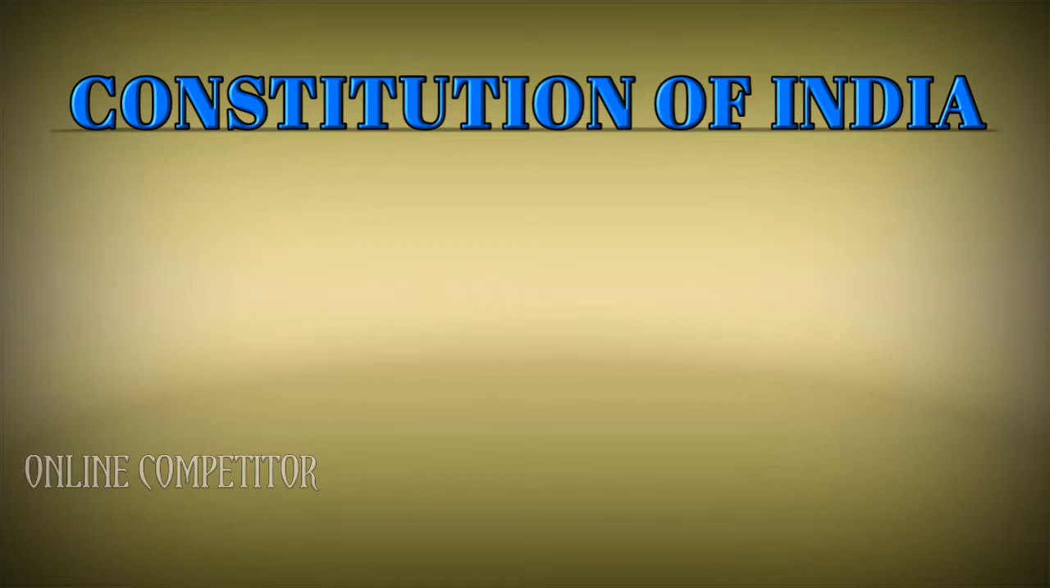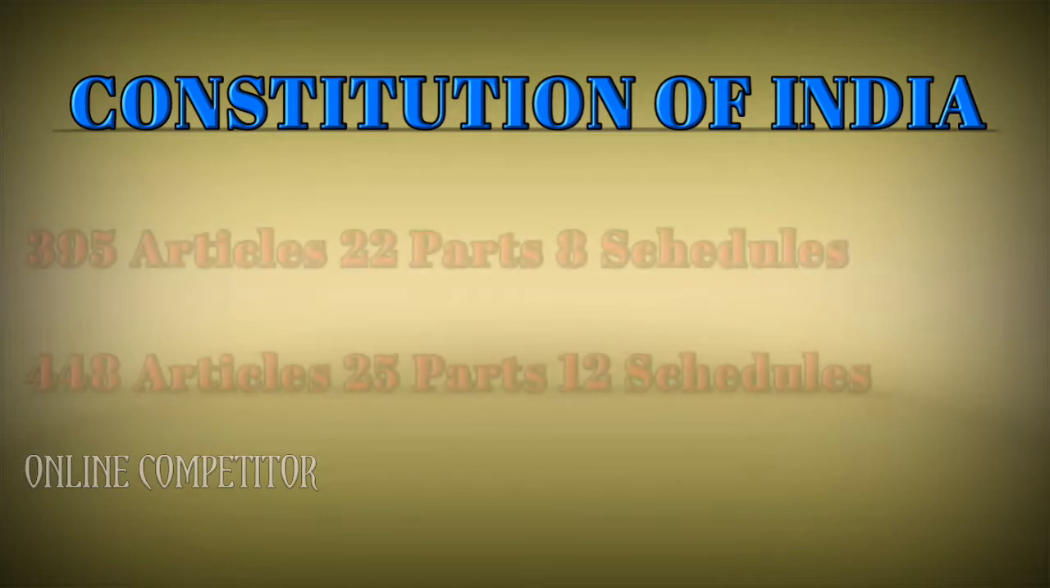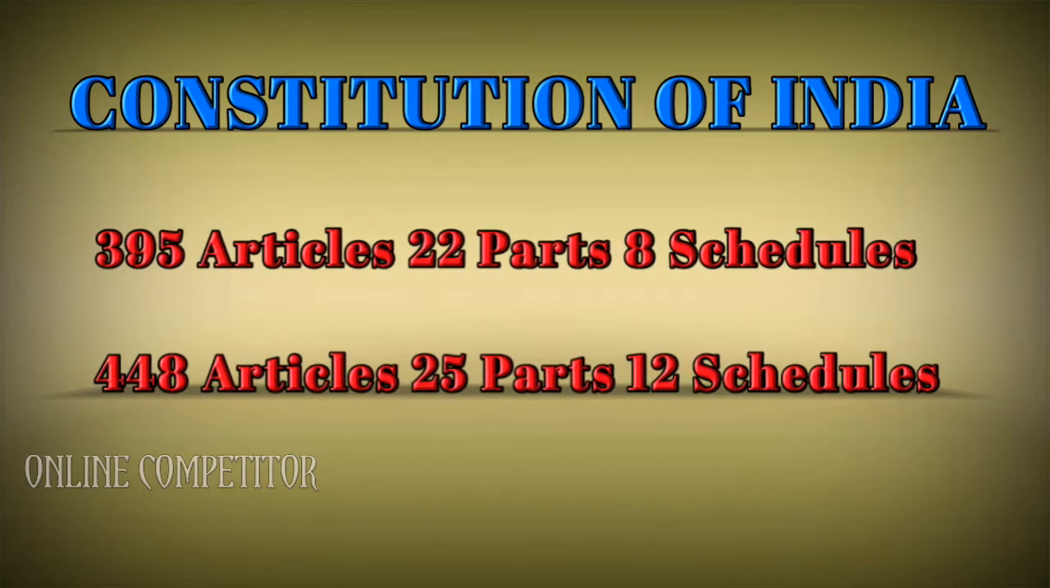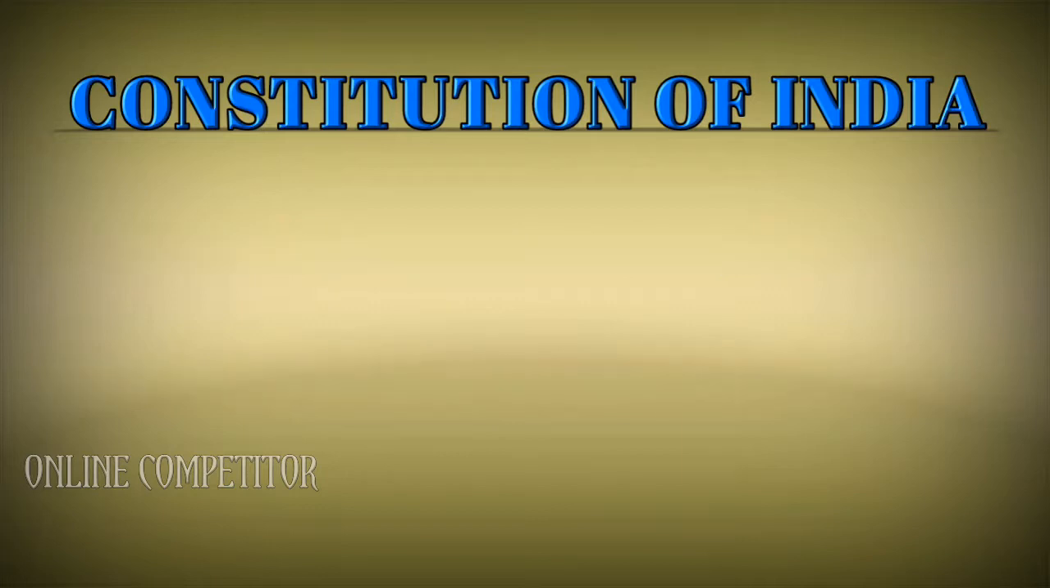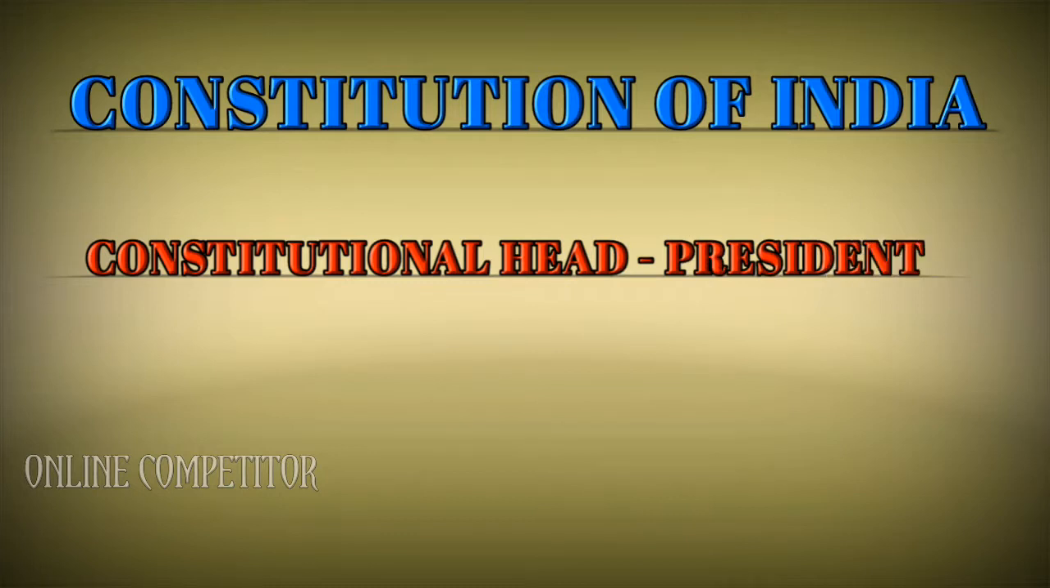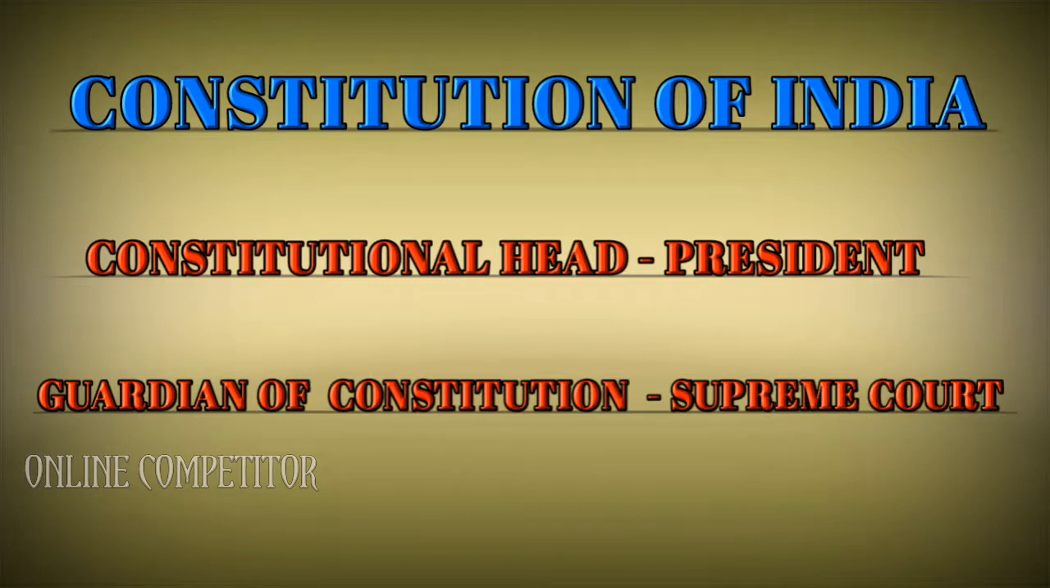Salient features of the Constitution. Original Constitution contained 395 articles, 22 parts and 8 schedules. The Constitution at present contains 448 articles, 25 parts and 12 schedules. President is the constitutional head of the state. The Supreme Court acts as the guardian of the Constitution.